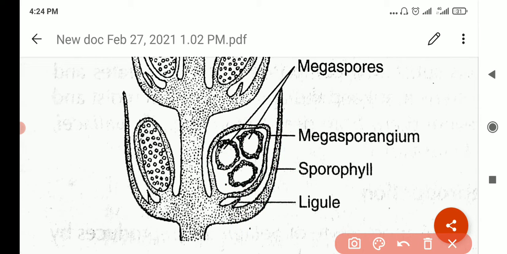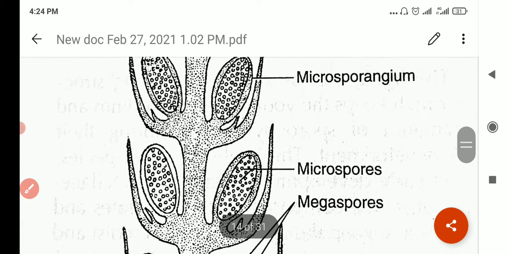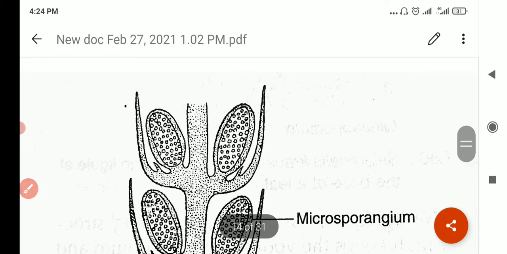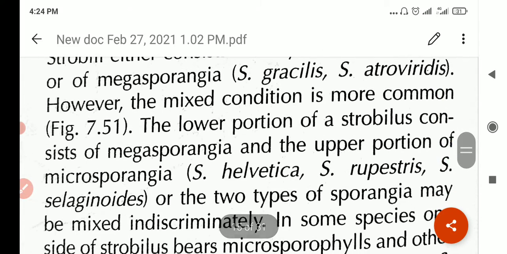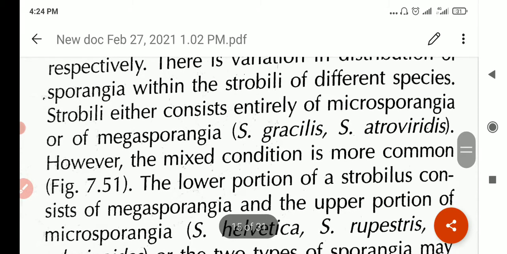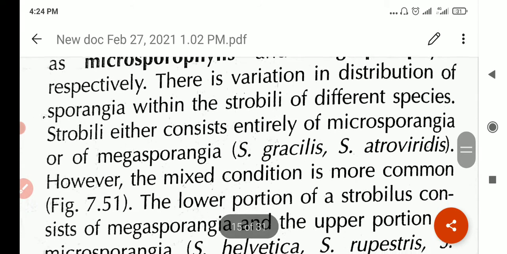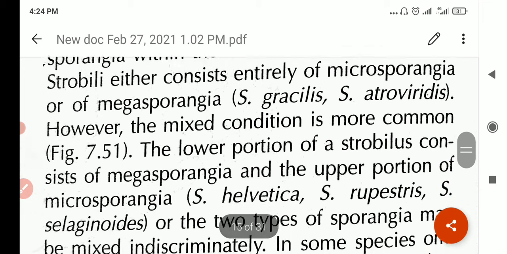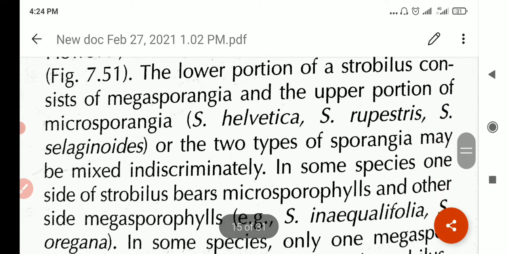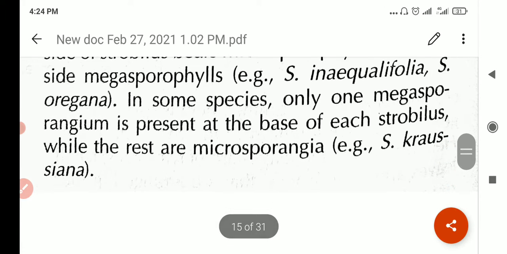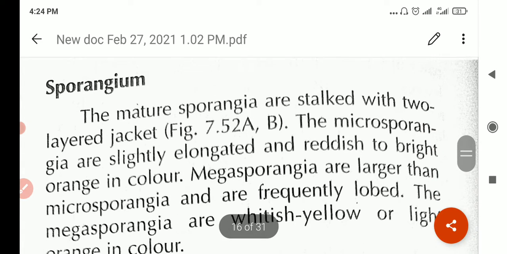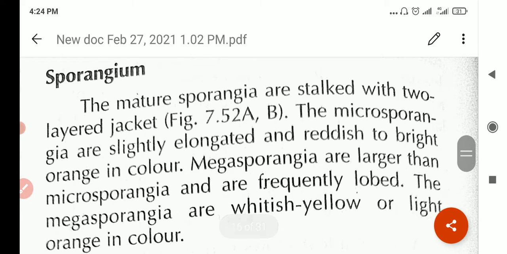Then if we look up, you can see the microspores with the ligule, the microsporangium. We have already drawn this. This is very easy for you. I've already explained that. So let's look directly at the sporangium.